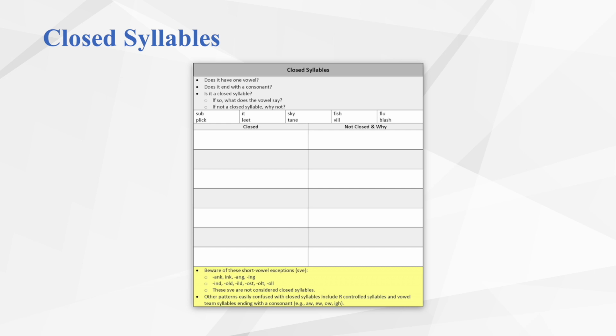Now we're going to do an activity to identify closed syllables. A closed syllable has one vowel, ends with a consonant, so the vowel says its sound. The first word we have is S-U-B.